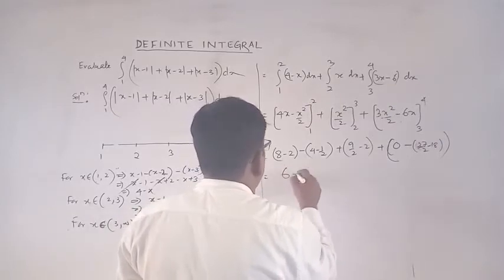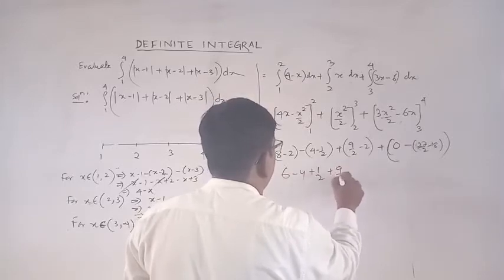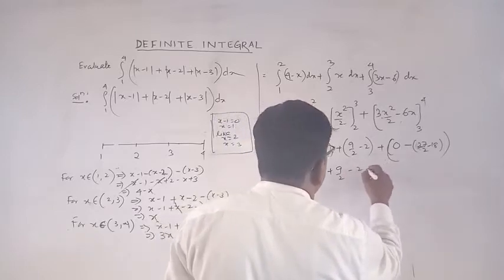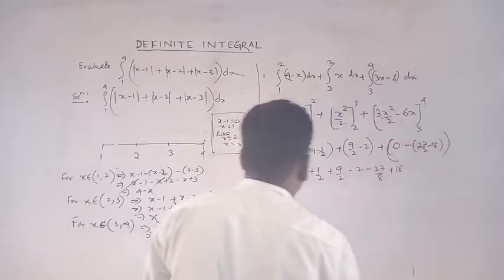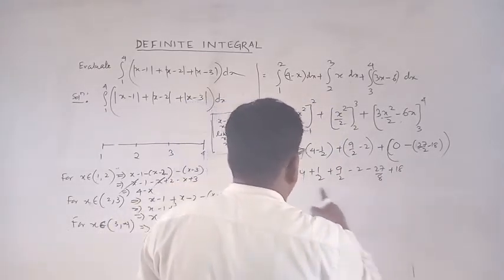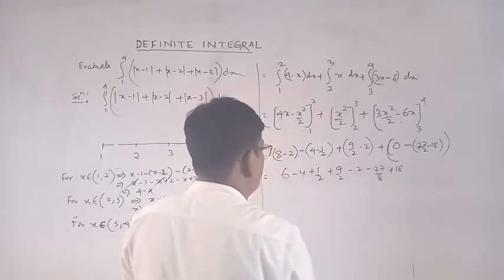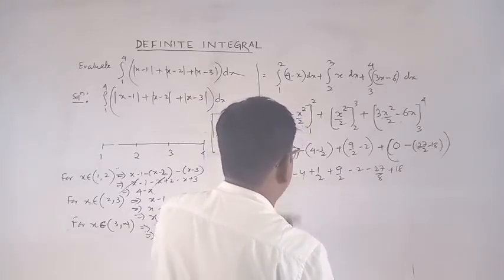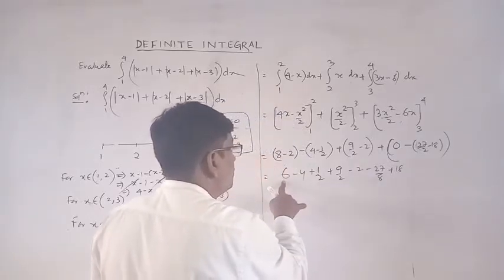6 minus 4 plus 1 by 2 plus 9 by 2 plus what? Minus 2, and this is minus 27 by 2, and this is what? 18. So calculate this. This is 18, and this is 2, 20. Okay. So this is 18, and this is 6, 24.